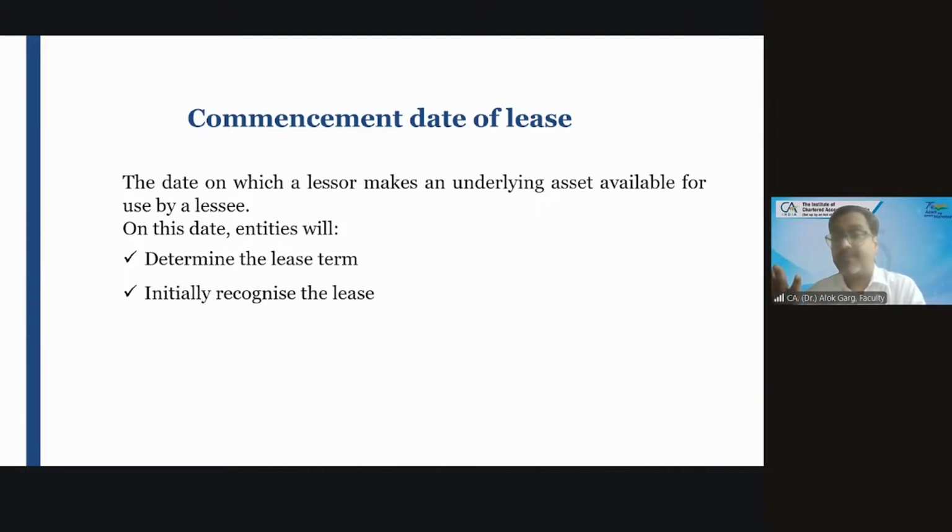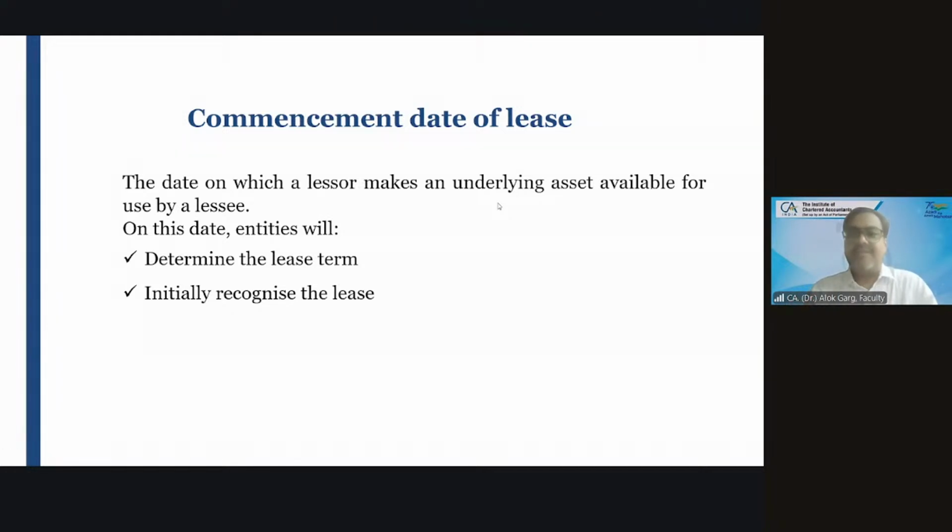Number two, from the lessor perspective, again, identification needs to happen. Is it an operating lease or finance lease? That's all. No accounting will need to happen. So the present value calculation will start from 1st April 2025, right? So when these two dates are given, there should be an alarm which should ring in your mind.